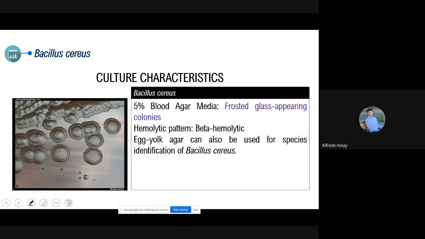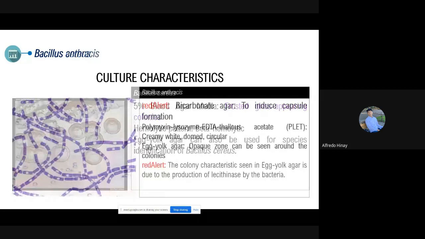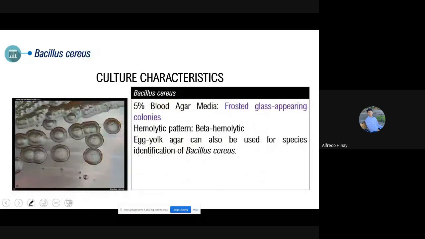Then next, you have your Bacillus cereus naman, class. Okay, we're done with your Bacillus anthracis kanina, and then you have your Bacillus cereus. With your Bacillus cereus, class, we can still use only your 5% blood agar. And the culture characteristic, class, is frosted glass appearing colonies. Hemolytic pattern is beta hemolytic. You can also use your egg yolk agar, class, with your Bacillus cereus.